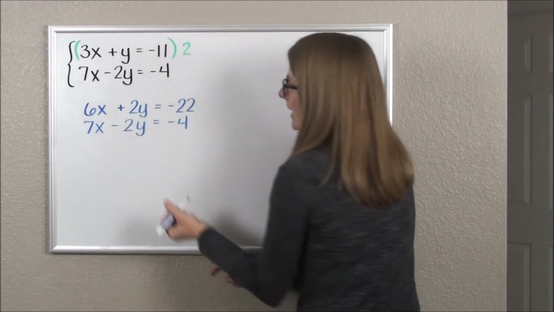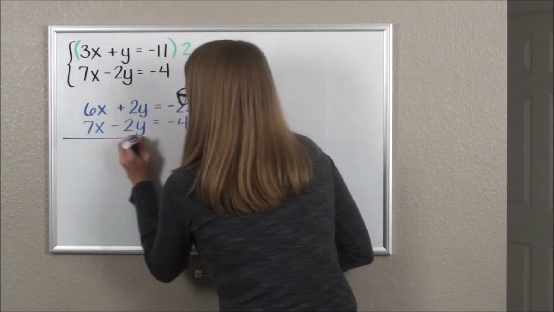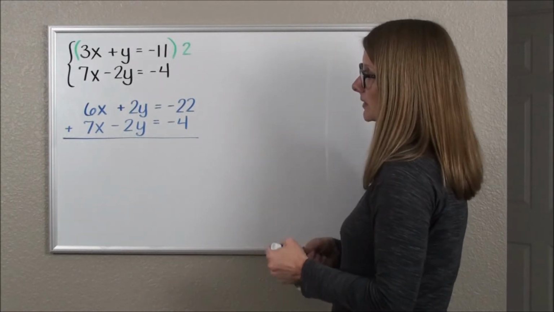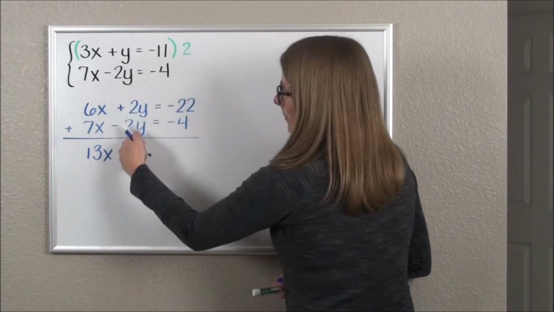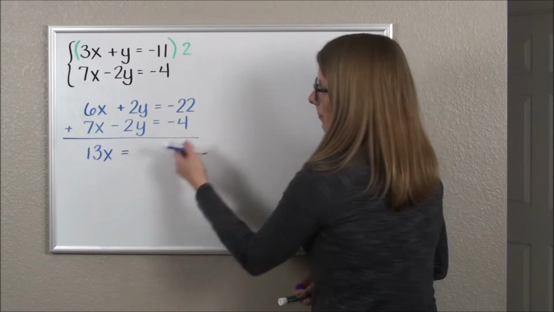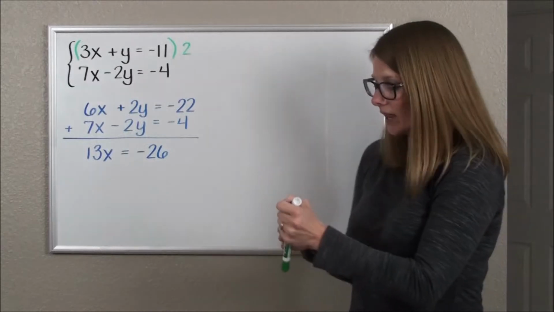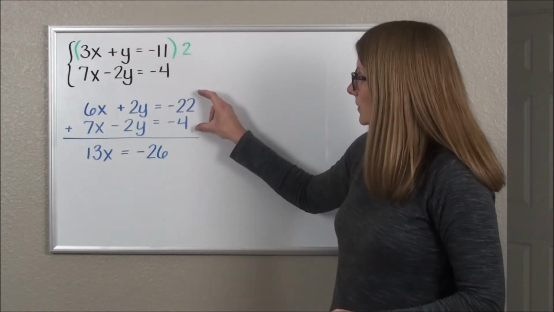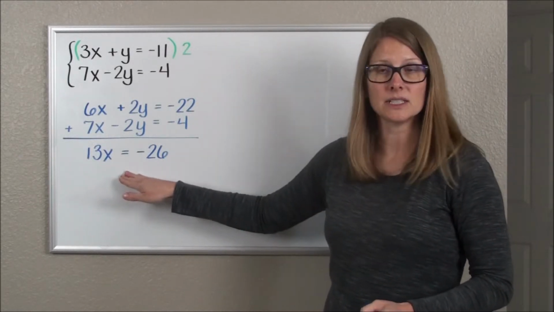And just looking ahead, I can imagine that the 2y minus 2y will go away. So this is going to work now. Let's go ahead and set up our addition. 6x plus 7x is going to give me 13x. 2y minus 2y cancels or eliminates away. And then negative 22 minus 4 is going to give me negative 26. So again, just by manipulating that first equation ever so slightly, we've been able to add these equations together to eliminate one variable and make this a little bit easier to solve.